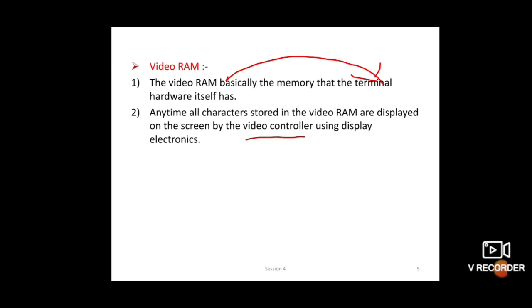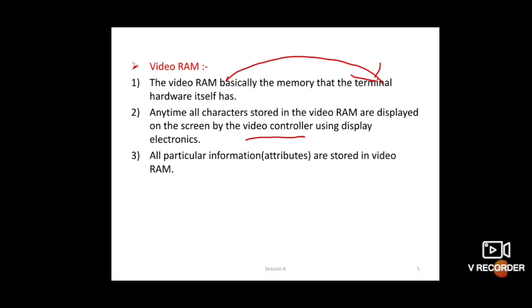We can see all images, videos on screen. Means any type of characters, all images. Suppose you want to display on the screen, then characters are stored in RAM, and it is seen on the screen through this video controller.